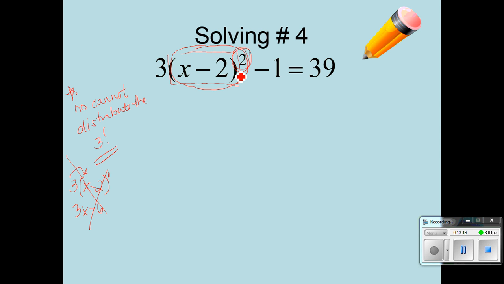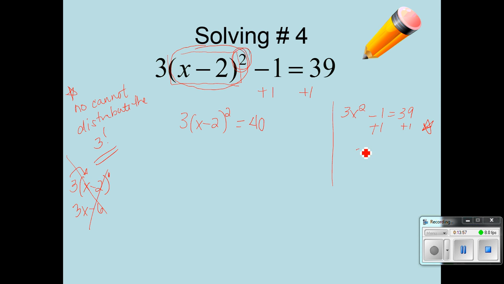So what I'm going to do is do this just like if I had an x squared without those parentheses. Okay, so taking it to a sidebar here, what would I do over here to the right if I didn't have an x minus 2? Well, the first thing I would do would be to add 1. So if that's what you need to do over here, then that's what I need to do over here. So the first thing I'm going to do is add 1 to both sides. Then I get 3 times x minus 2 quantity squared equals 40. Okay, 39 plus 1 is 40.